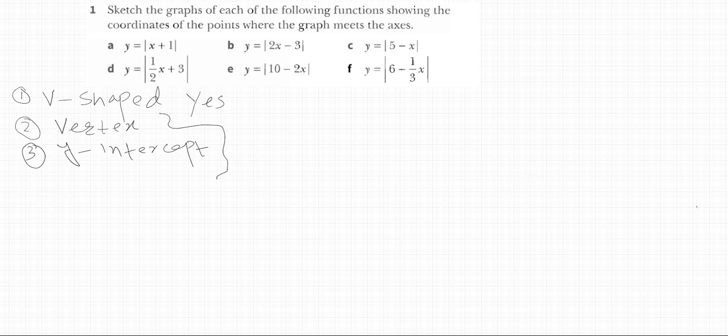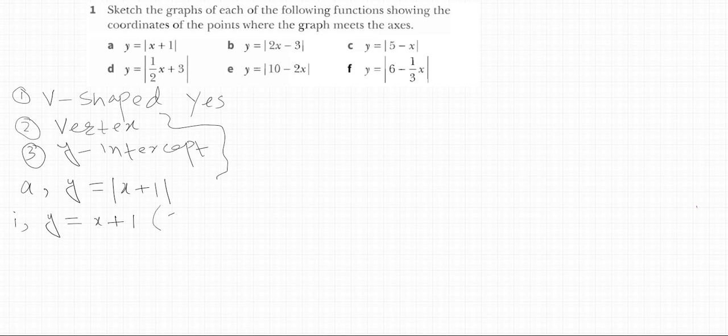Question number 1, part A. We have to draw the graph of y equals the absolute value of x plus 1. So what is the first step? The first step is to write this equation without the sign of absolute value. So just drop these two lines. This is reduced to just y equals x plus 1. Now we have to plot the graph of y equals x plus 1.